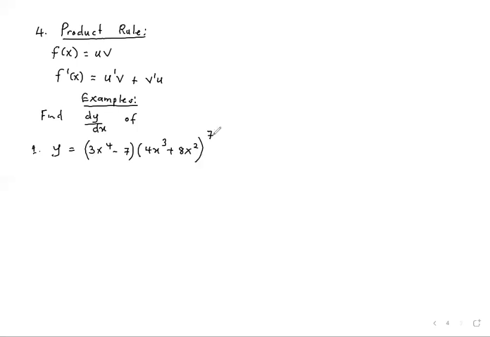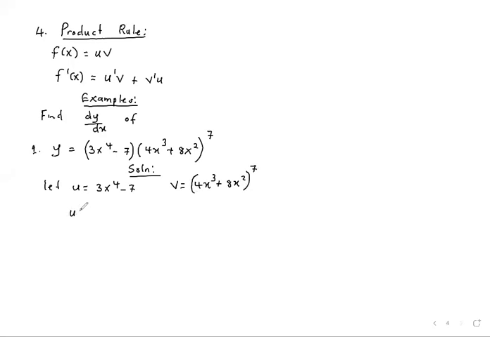You've seen that these are two things that you can't easily combine. If you try to combine them into one function, you have to expand all the way up to power 7 and then come back and expand. That would be too much work. So you say, let u be 3x^4 - 7. Let v be (4x^3 + 8x^2)^7.